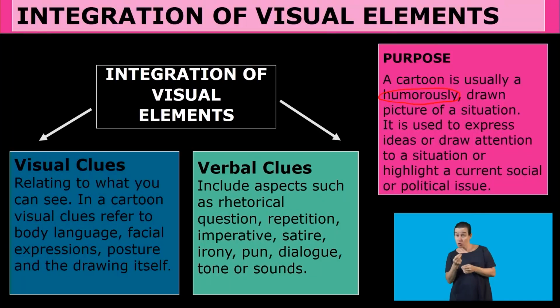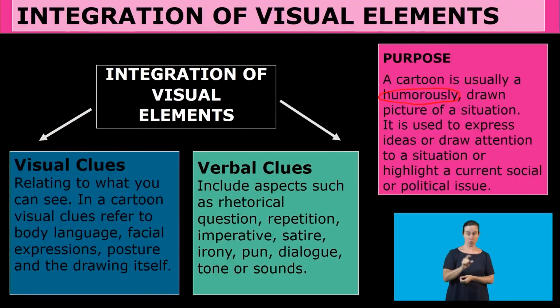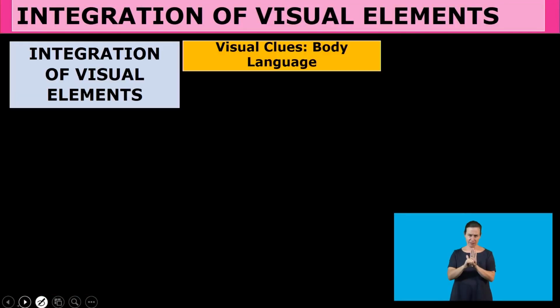Remember, it is to highlight a current or a social political issue, okay? So if you look at maybe elections, then they'll take a political figure and they'll highlight a cartoon or a humorous event around it, okay? So now that we've got the purpose out of the way, let's look at visual clues, verbal clues, all right? Remember, visual, observable, what we can see, and then verbal, the words that are written, okay? So let's see if we are able to find these in how the cartoon is integrated, okay?